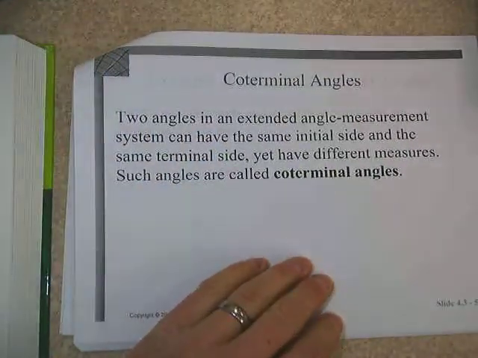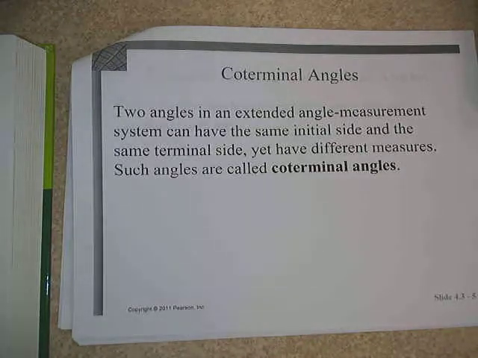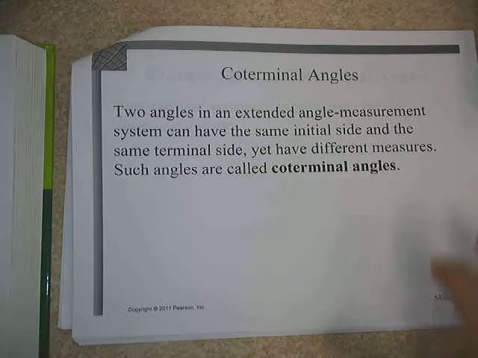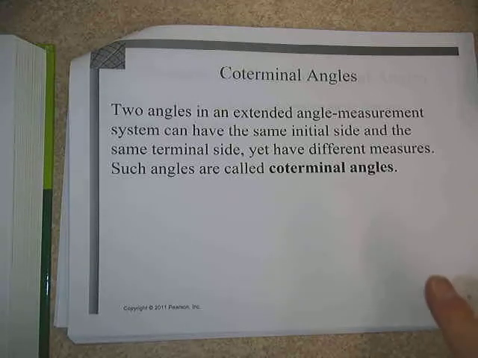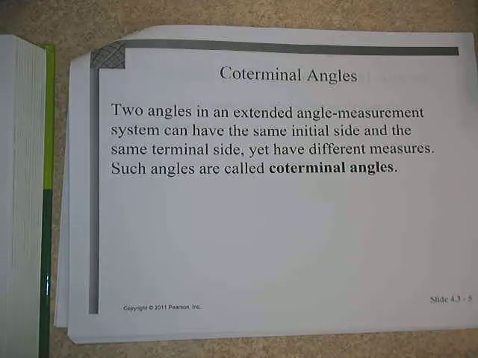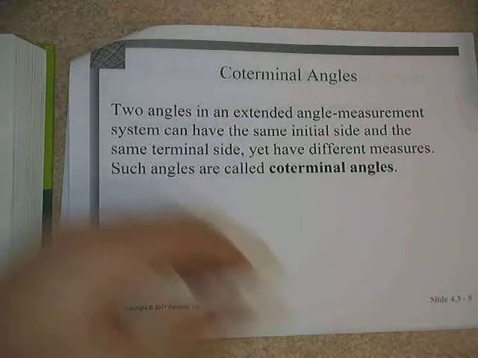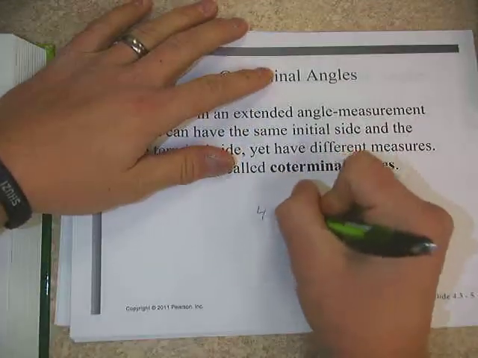So we only dealt with 30, 60, 90, and 45, 45, 90 on Friday, but today we're going to look at angles that could be bigger than that. Like angles that might be 210 or that might be 475 degrees, something like that. And so what it boils down to is that when we're in the coordinate plane, if we have two angles that ultimately lie on the same spot, we call those coterminal. They have the initial side being the positive x, and they also have the same terminal side. Then we have what we call coterminal angles.